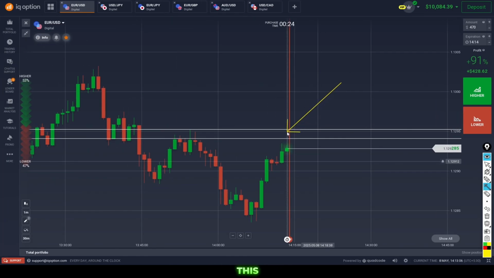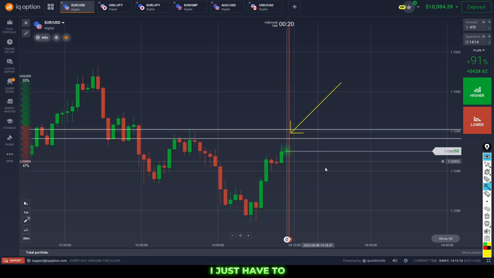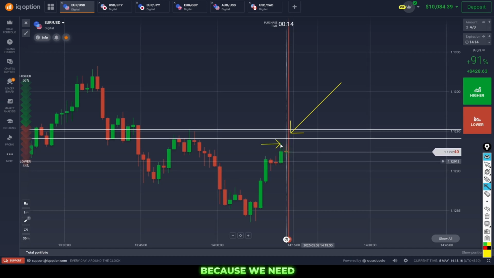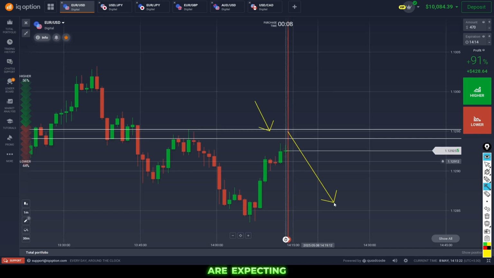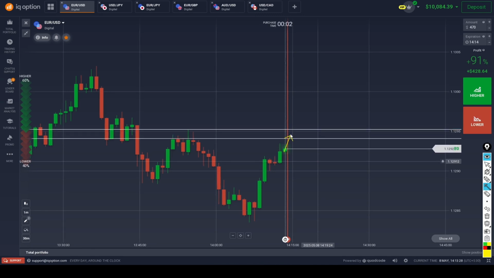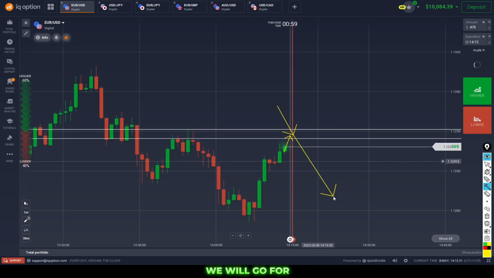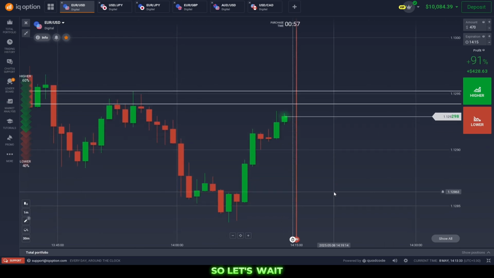Price is near this resistance zone. I'm expecting a reversal from this zone. I just have to wait patiently for weakness in the price. I can see rejection, which is a good thing because we need selling rejection from this zone. This is according to me a selling zone, and we are expecting reversal. Let's wait for the price to go up, hit that zone, and if we get confirmations of selling pressure, we will go for a sell trade here. So let's wait for that.